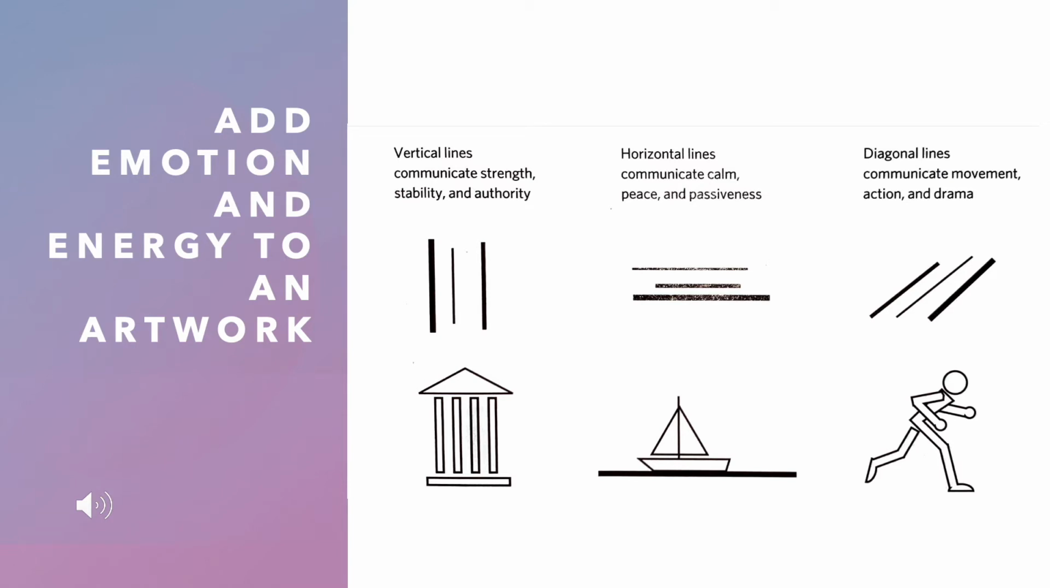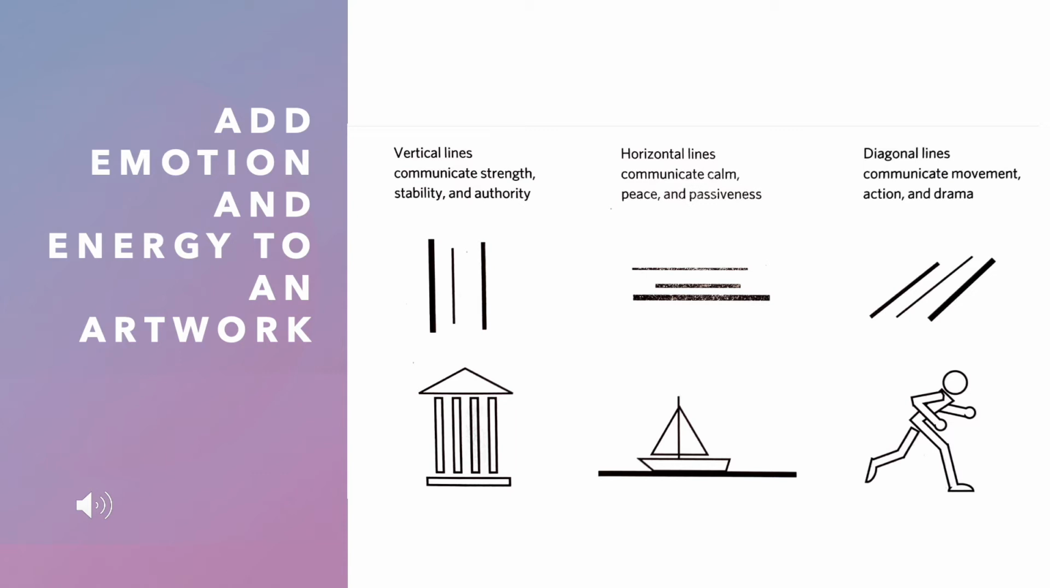Lines add emotion and energy to an artwork. This is very important to remember when you are creating any two-dimensional composition. Vertical lines communicate strength, stability, and authority. Horizontal lines communicate calm, peacefulness, and passiveness, while diagonal lines communicate movement, action, and drama.